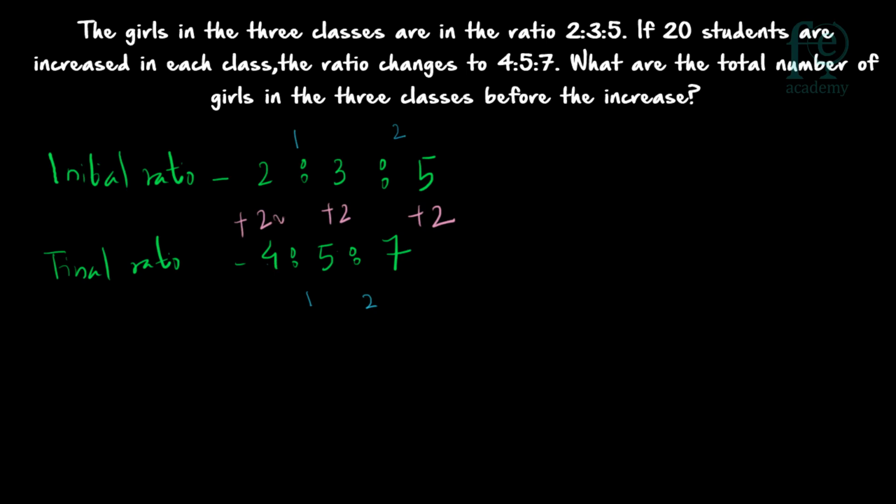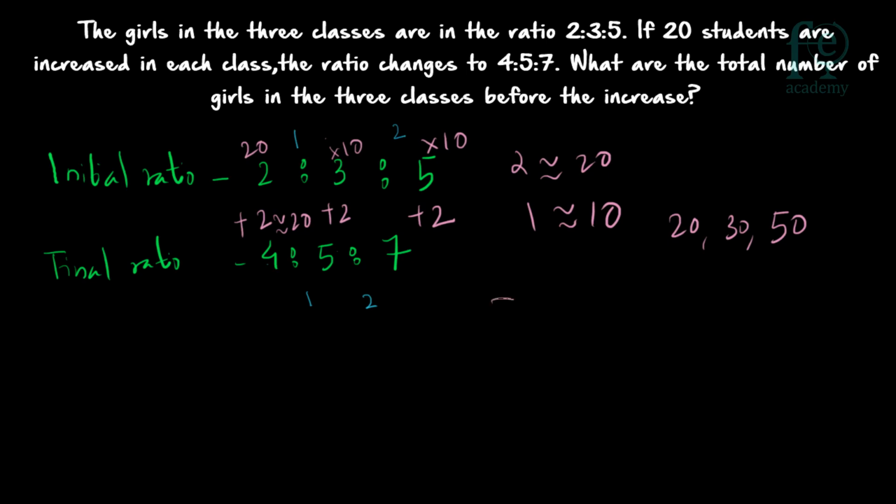So this 2 is equivalent to 20. This 2 is equivalent to 20 means 1 will be equivalent to 10. So before the increase, how many girls were there in each class? 2 into 10, 3 into 10 and 5 into 10. So it will be 20, 30 and 50.